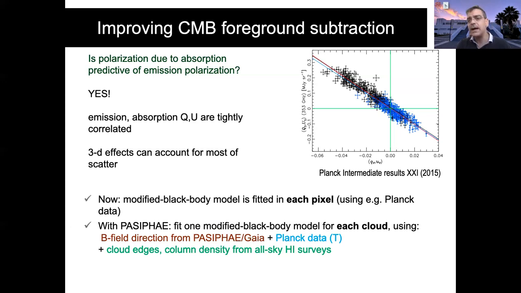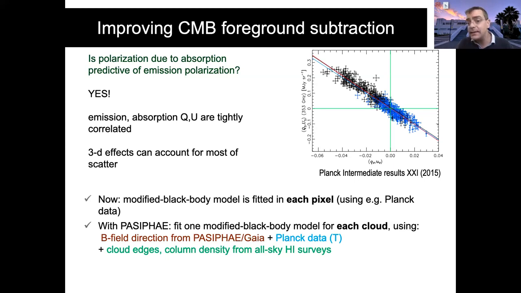So what happens right now in this map and subtract scheme is that the modified blackbody model, as we heard before, is fitted per pixel, based on high frequency data. I'm talking only about the dust, the thermal dust, and extrapolated to lower frequency data.